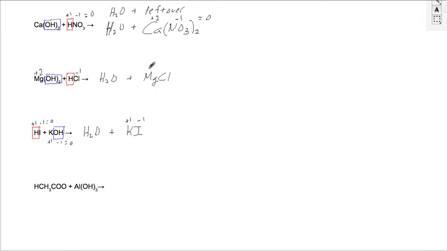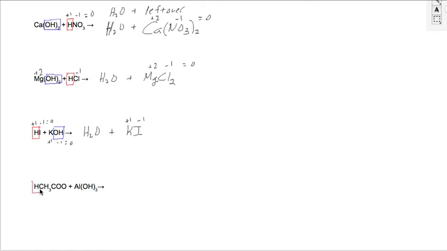So we have positive 2, negative 1 here. That does not equal 0 the way it is right now. So we have to add a 2 here. Magnesium chloride, now it equals 0: two negative 1s and a positive 2. Now this one down here.